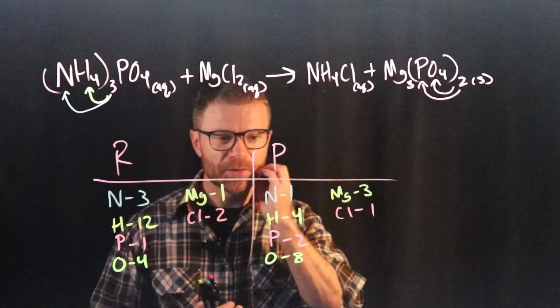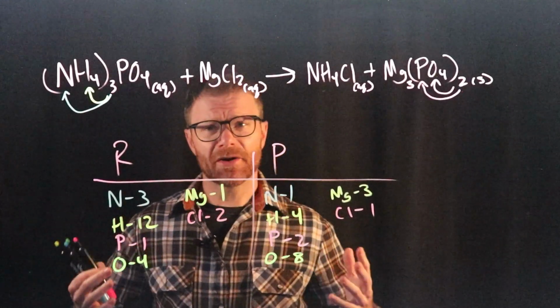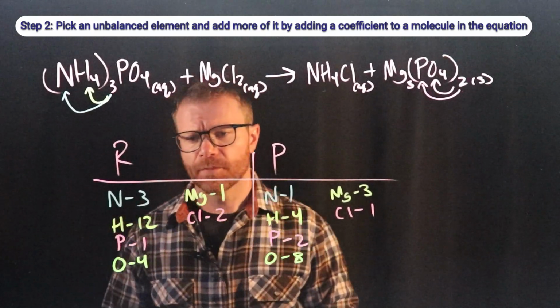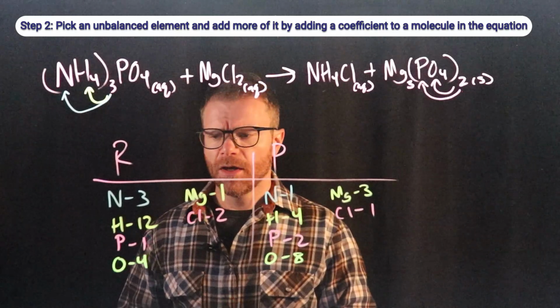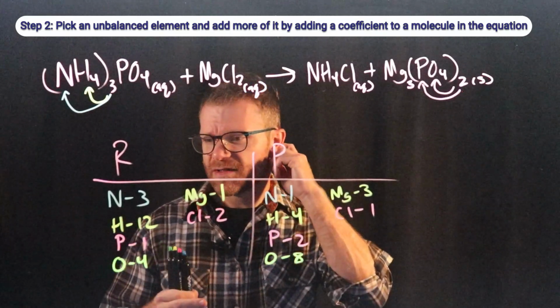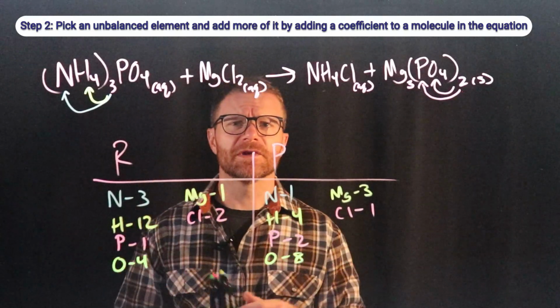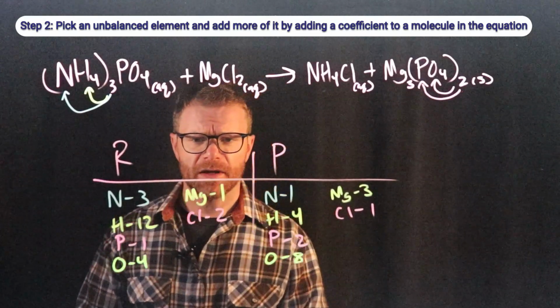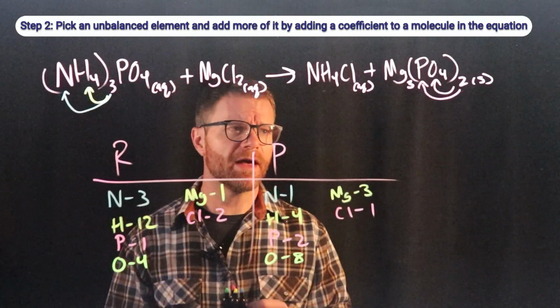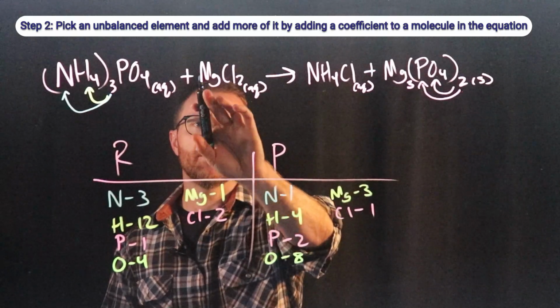Now again, as I've said with all these problems, once you've inventoried your elements, it doesn't really matter where you start. There are maybe some logical moves you could do. For instance, it's probably better to start with something that balances really easily. But other than that, just go nuts. So what I mean by that is, here I have Mg3, 3 magnesiums, and here I have 1 magnesium.